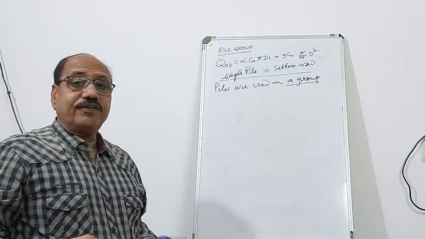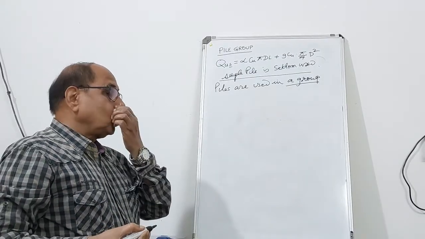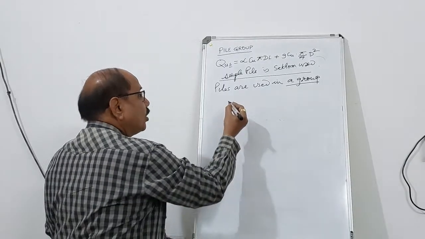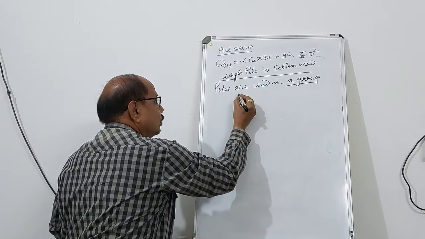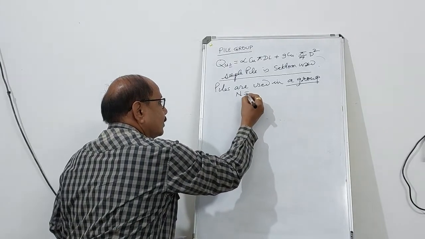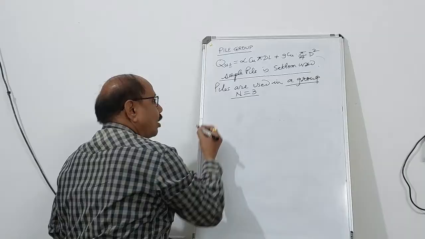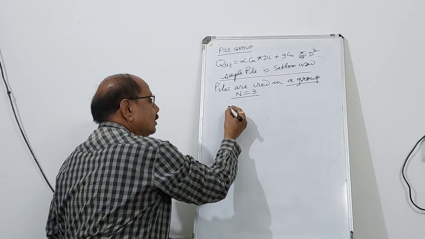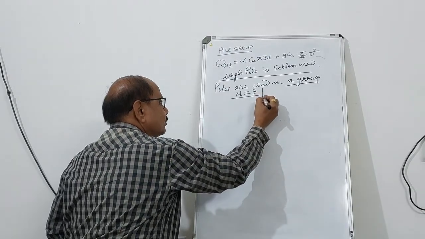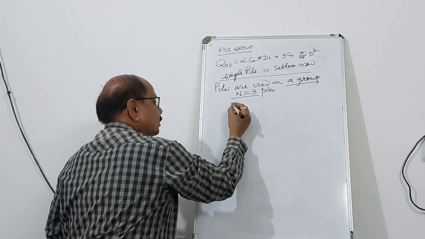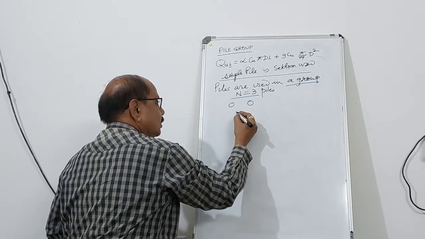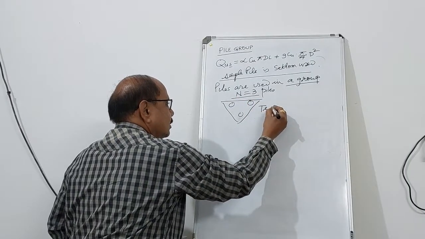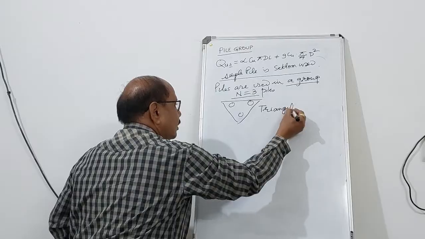So if the piles are used in a group, what should be its configuration? The configuration of the pile group is very, very important. The minimum number of piles in a group is going to be 3. So the minimum number of piles in a group cannot be less than 3. If you are using 3 piles, the configuration is going to be a triangular pattern. This is known as triangular pattern.